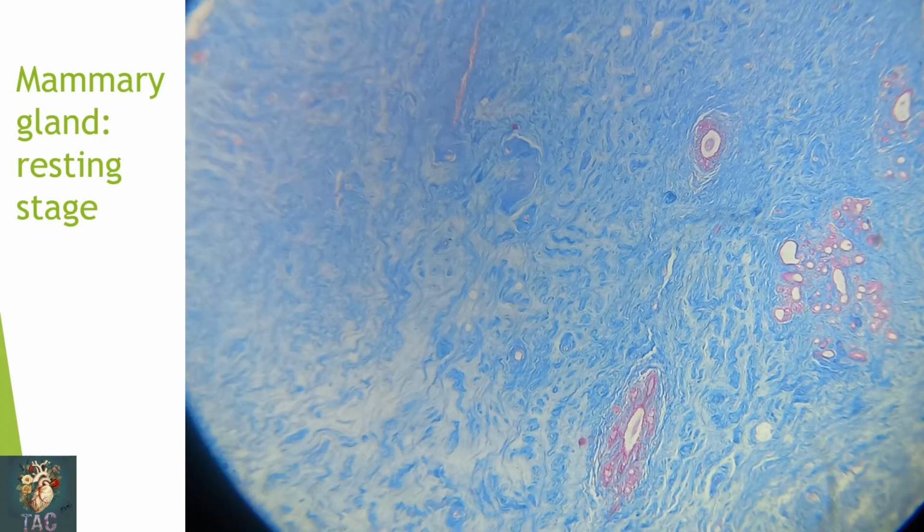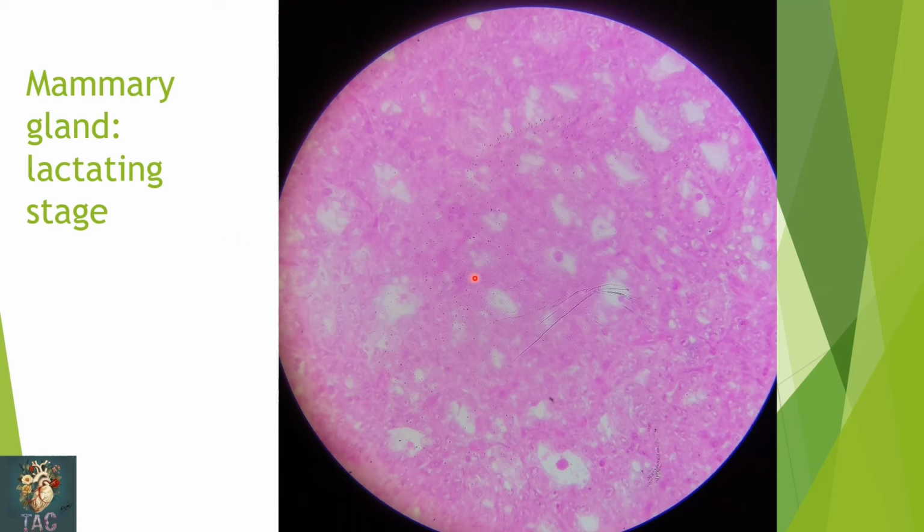Same slide at higher magnification to show you the glandular tissue as well as the connective tissue which is present over here. Another slide of the mammary gland. Here you can see all of the field shows you the glandular element, and in the lumen of the alveoli you can see the secretory material. Also the secretory vesicles are present in the cells which line these acini. So this is the mammary gland in the lactating stage.